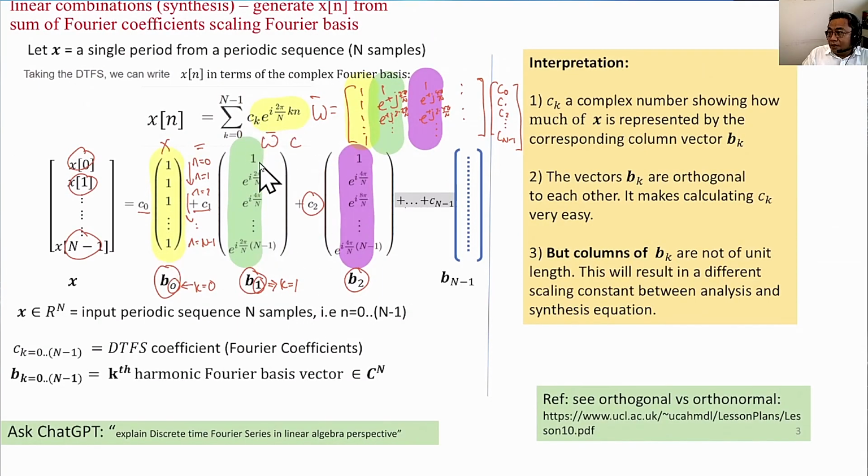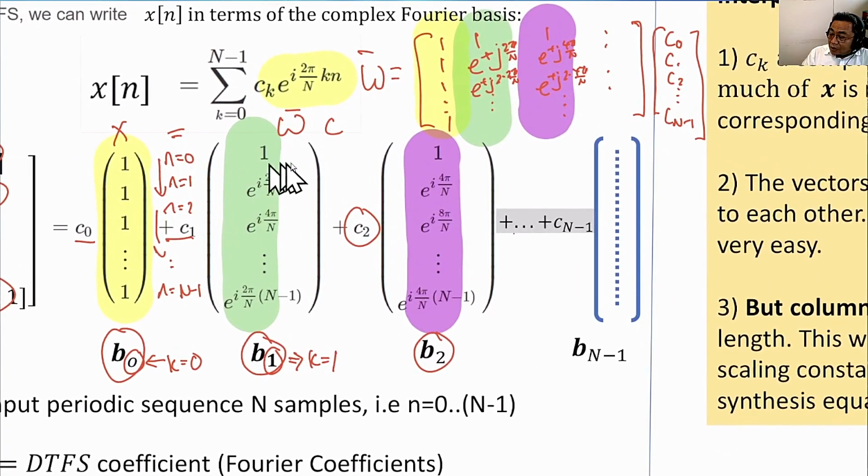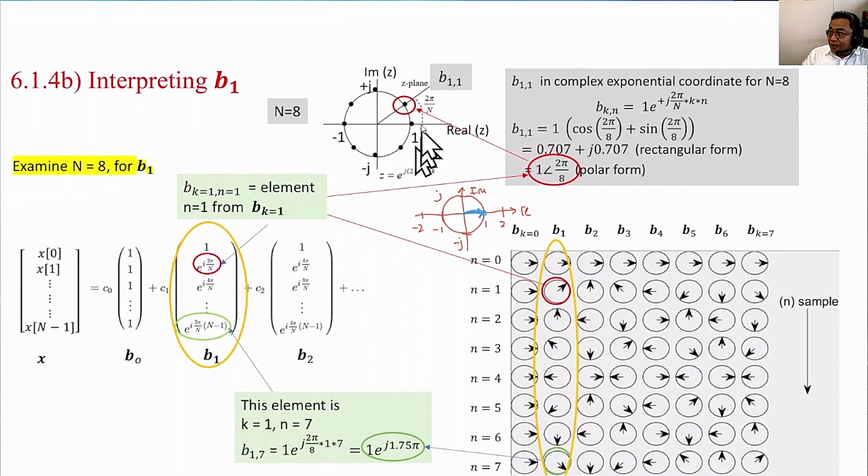How about this guy? The first element is 1, the second element is e^(i2π/N). In our example later on, you'll realize that capital N is 8. So 2π over 8. We basically divide the circle into 8 parts. Each time we move from here to here, it is 2π over 8. The second time we move is another 2π over 8. So 1, 2, 3, 4, 5, 6, 7, 8. It takes 8 samples to reach back to the same point.